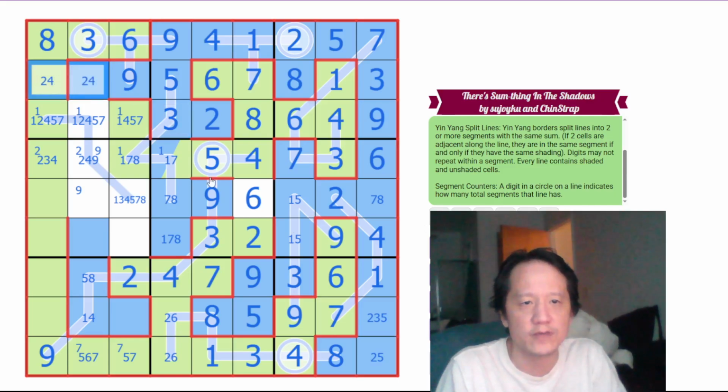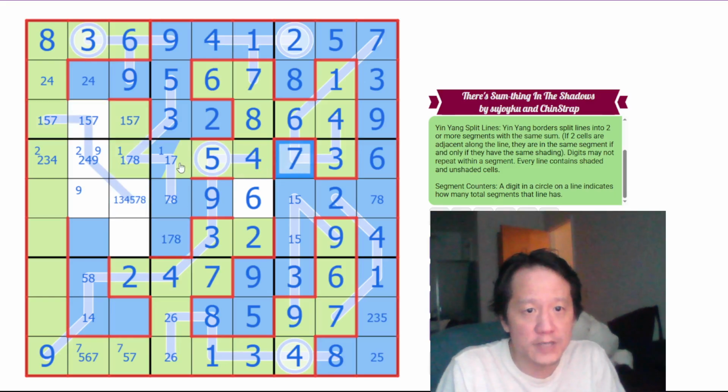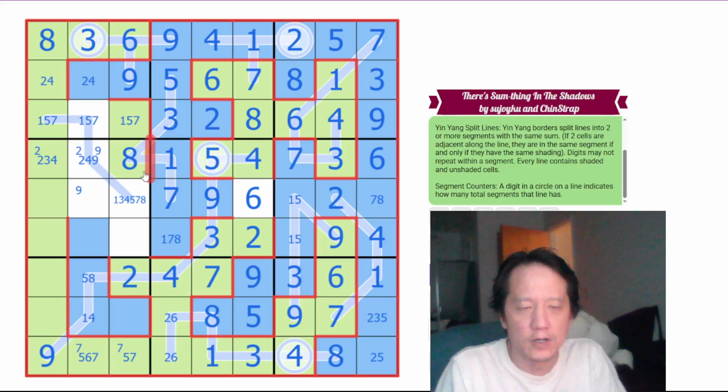This can't be 5, it's a 2-4 pair. That eliminates 2 and 4 in the rest of the box, so this is a 1, 5, 7 triplet. This 7 means this can't add up 1 and 7, so this has to be 8, and this is 1, and this is 7. So this must be separated by itself, so this is blue. It has to go here. This green must connect, so this is green.